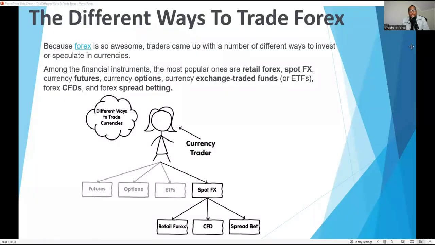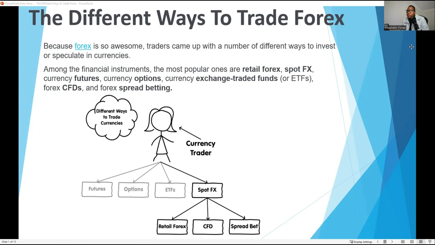Anyway, we're just gonna dive straight into the content, the different ways to trade Forex. That's what we want to talk about. Forex is so awesome in the sense that we traders came up with different ways to invest and speculate in currencies. Among financial instruments, the most popular ones are retail Forex, where by retail Forex we speak about you and I, spot FX currency markets, currency futures, currency options, currency exchange traded funds.